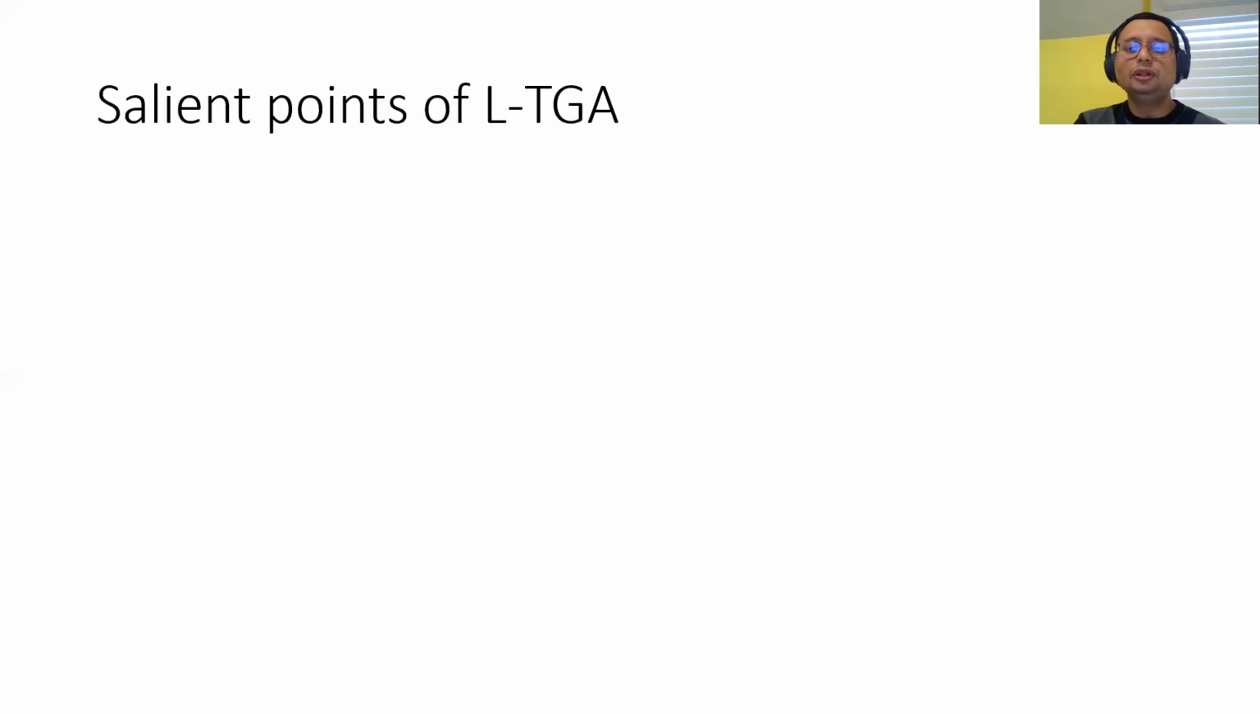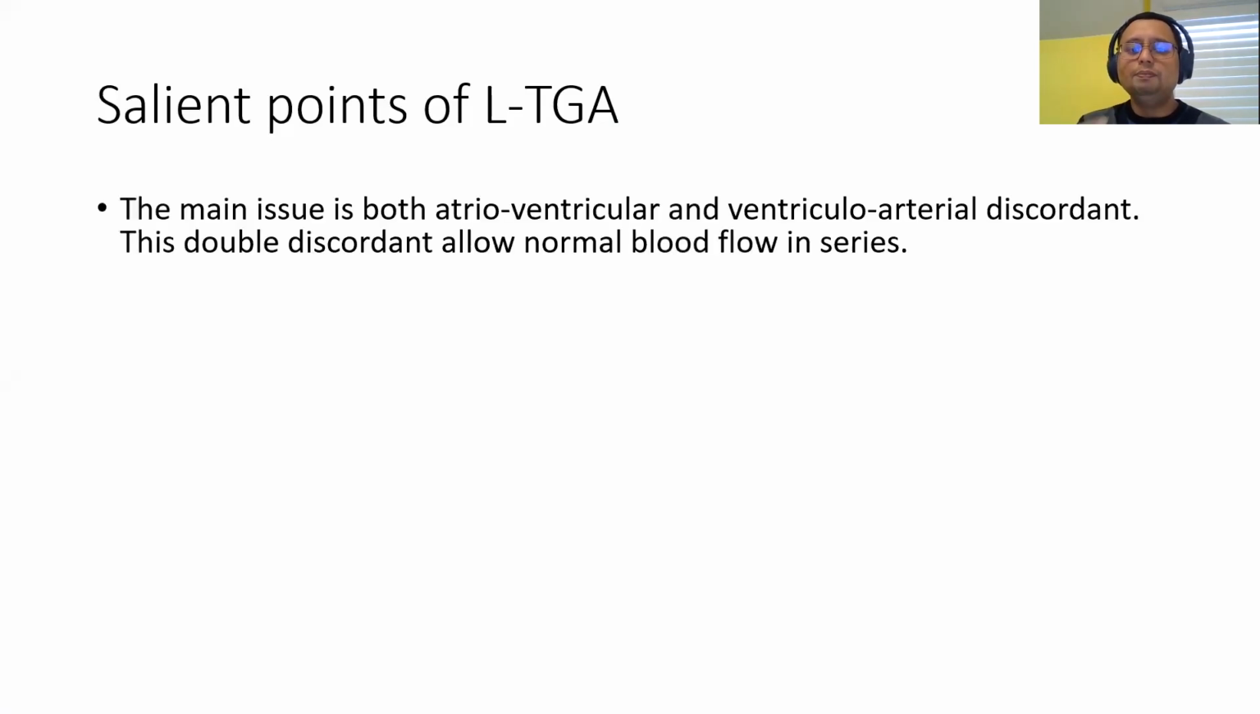What is the salient point of L-TGA? The main issue is that it is both atrioventricular and ventriculoarterial discordant. This double discordance allows normal blood flow in series. So in L-TGA, you don't need an operation at birth because this is actually consistent with life.